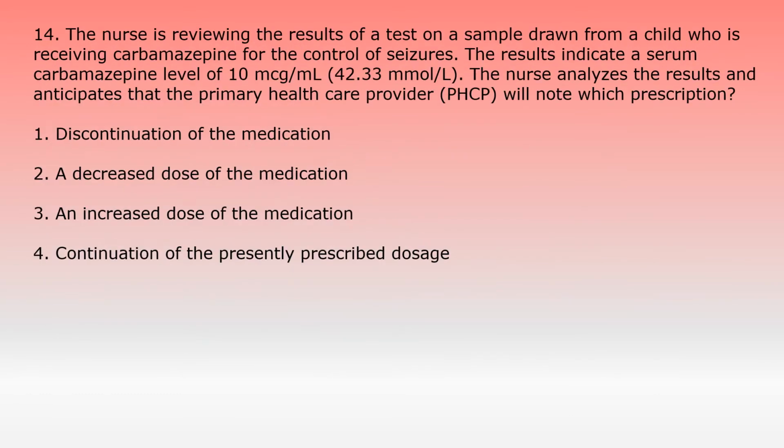14. The nurse is reviewing the results of a test on a sample drawn from a child who is receiving carbamazepine for the control of seizures. The results indicate a serum carbamazepine level of 10 mcg per milliliter, 42.33 mmol/L. The nurse analyzes the results and anticipates that the primary healthcare provider, PHCP, will note which prescription?